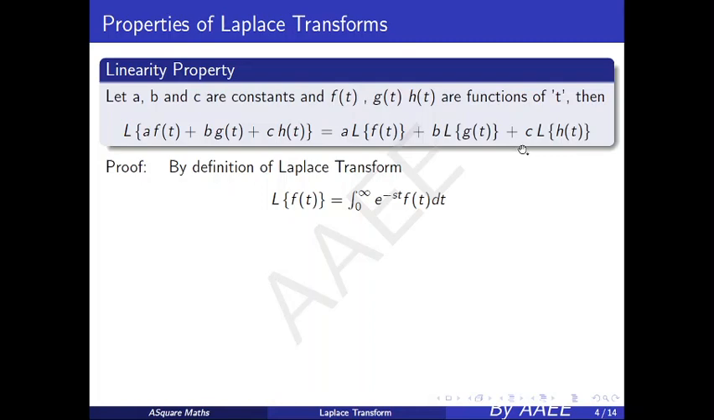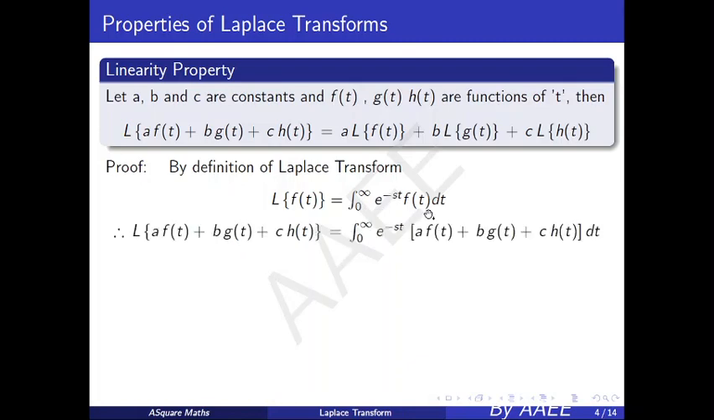Proof of the statement: we have by definition the Laplace transform of f of t is equal to integration from 0 to infinity e raised to minus st f of t. Here f of t will be replaced by the addition of three functions, a f of t plus b g of t plus c h of t, and we will apply the definition of Laplace transform, integration from 0 to infinity e raised to minus st, and this function as it is.